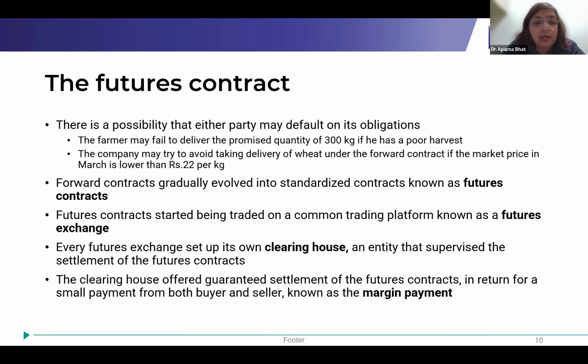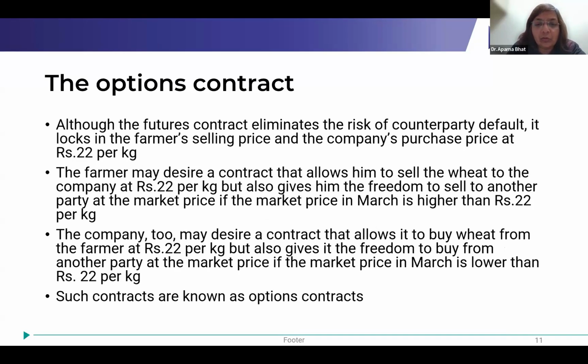Okay. Now, every futures exchange set up its own clearing house. Okay, so when the futures exchanges were born, at the same time, clearing houses were also born. Every futures exchange has its own clearing house, which looks after the settlement of these contracts. Okay, so what are all these clearing houses? Let's look at them. We will look at it later. Okay. So that is the futures contract.